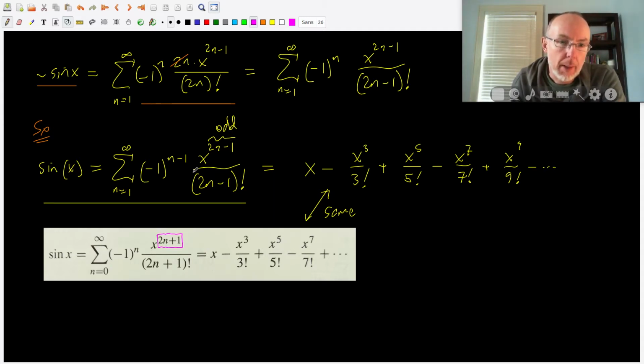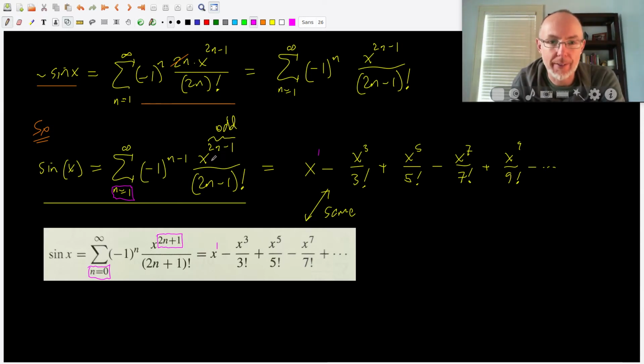We're using 2n minus 1, but we're also starting with n equals 1, and they're starting with n equals 0. So these are producing the same series, but they're producing their odd numbers with the formula 2n plus 1, which means you have to start at 0 if you want the first power to be 1. Whereas we're using the formula 2n minus 1, which means we need to start with 1 if we want the first power to be 1. So these are exactly the same series, even though they might look a little different.